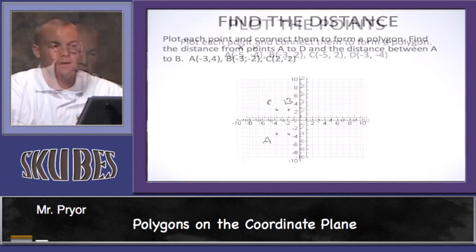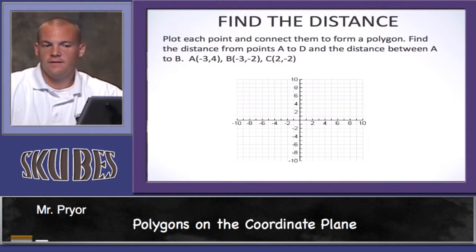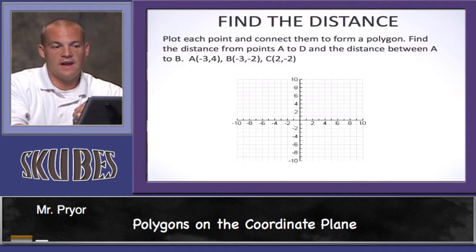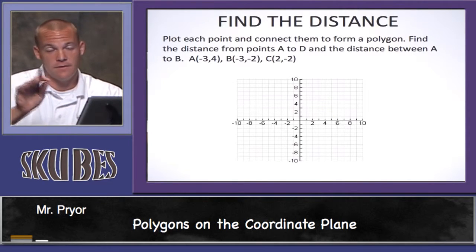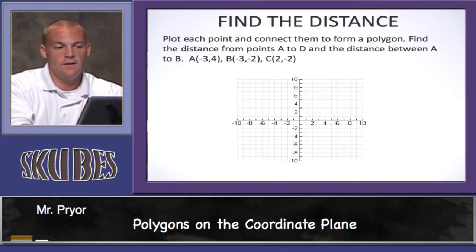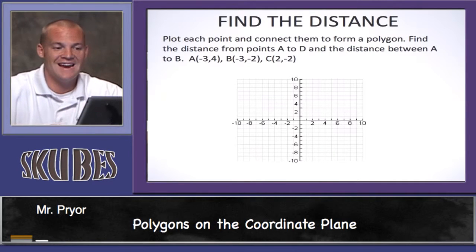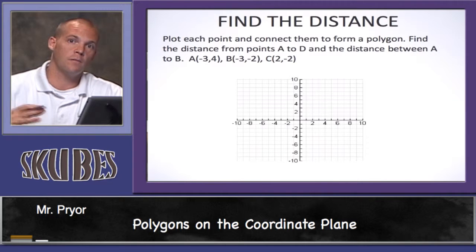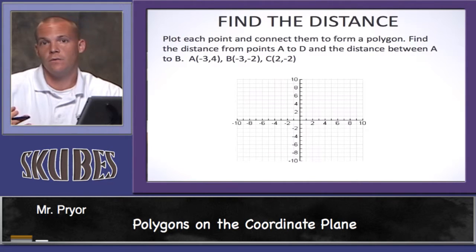All right. On this next example, it's going to be exactly like the last one, except this time you'll notice that they have left out one of the points. I can tell because it says find the distance from points A to D and the distance between A to B. Well, if you'll notice, they don't give us a point D. That means they just want us to go and find it. So to do that, we're going to start plotting the other points to see where it would lie.